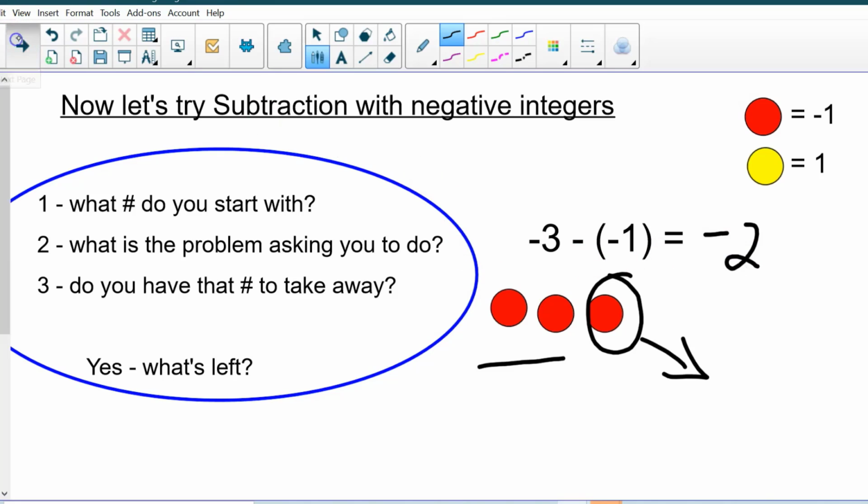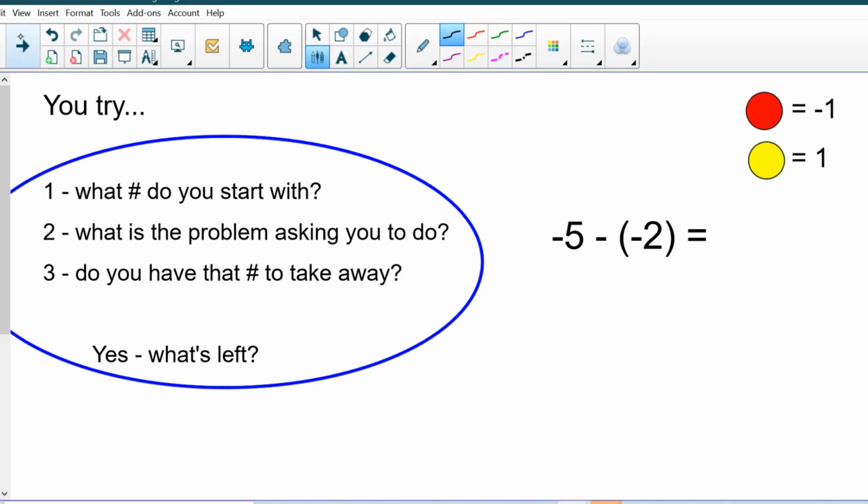All right, so now I want you to try this next one. Follow these steps. Same thing, you're going to do this on your paper. So you're going to pause this video, solve the problem on your paper, draw the counters, do the steps, and then when you're ready and you've answered it on your paper, press play, and then the quiz question will pop up for you to answer. Okay, so go ahead and pause the video and solve the problem.